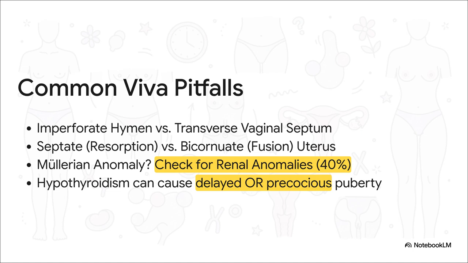Third, and this is a big one, if you diagnose a Mullerian anomaly, the very next words out of your mouth should be, "and I would investigate for renal anomalies," and you should mention that 40% association. And finally, don't forget that hypothyroidism is a great pretender. It can cause both delayed and precocious puberty.